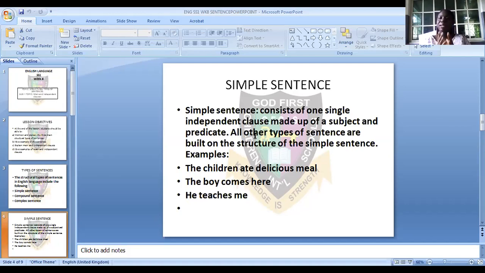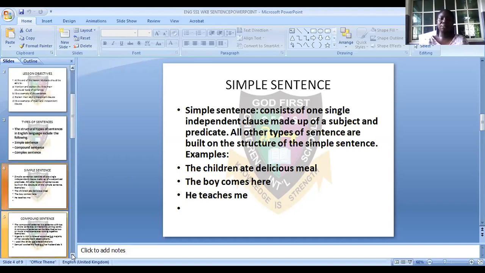So the two main positions that are important in our simple sentence are the subject and the predicate. Another example: he teaches me. He is the subject, teaches is the predicate, and me is the object, which can be optional at times.